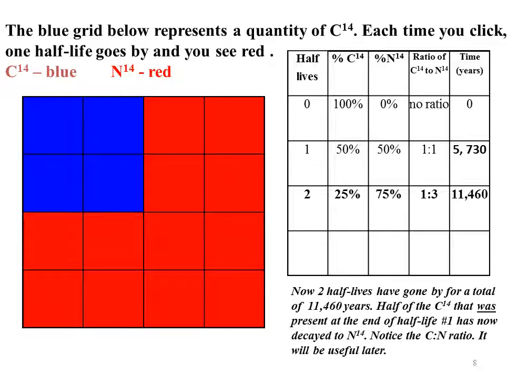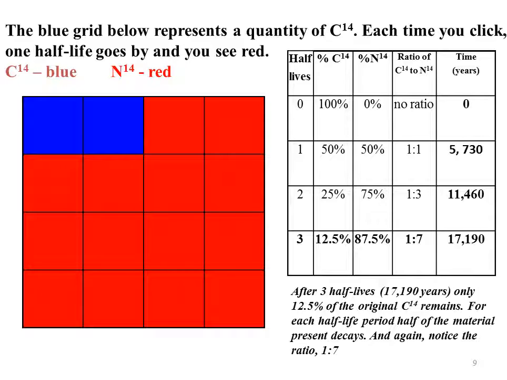Okay, another half-life has gone by, 2 half-lives have gone by. We only have 25% of carbon left. We have 75% of nitrogen now. Our ratio is 1 to 3. 11,460 years have gone by. Now 3 half-lives have gone by. We only have 12.5% of carbon left and 87.5% nitrogen left. Our ratio of carbon to nitrogen is 1 to 7. 17,190 years have gone by. And this is how you're going to kind of do problems. And I'm going to step you through a problem next.